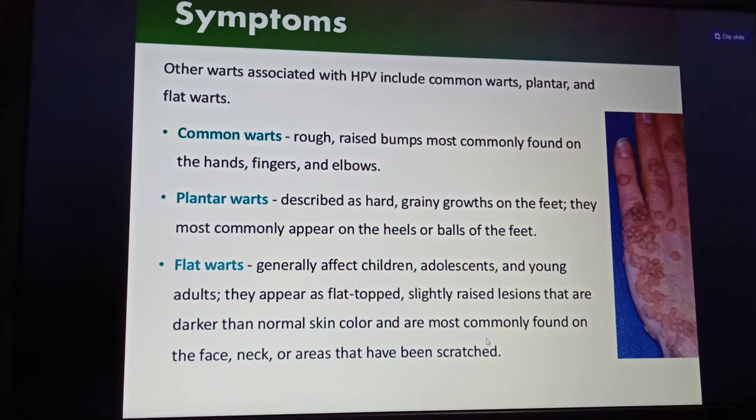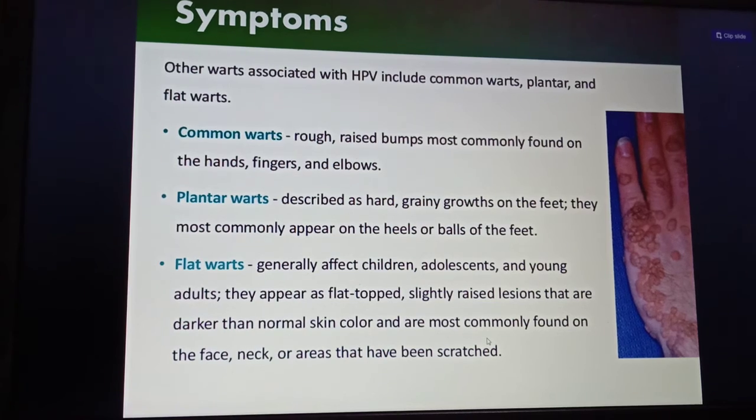So these are the three differentiated types of warts: common warts, plantar warts and flat warts. Common warts have bumps over the hands, fingers and elbows. Plantar warts are over the heel and the ball of the feet, where you observe bumps appearing. And flat warts you can see in children, on the face, neck or scratched areas, and you can see these types of lesions.